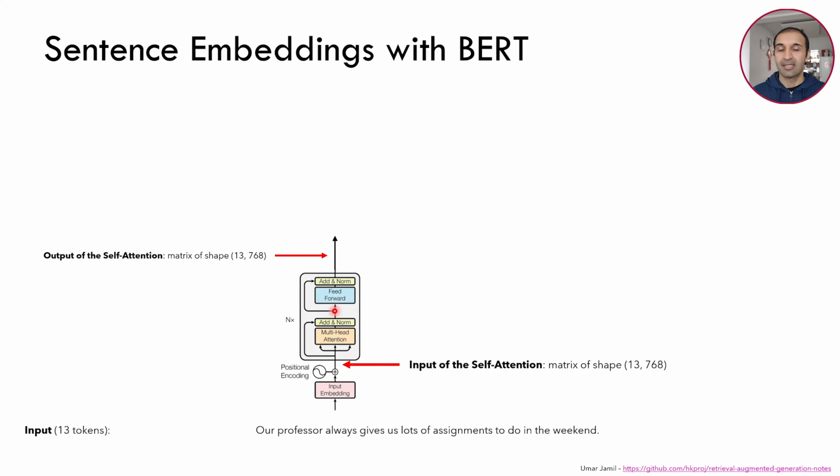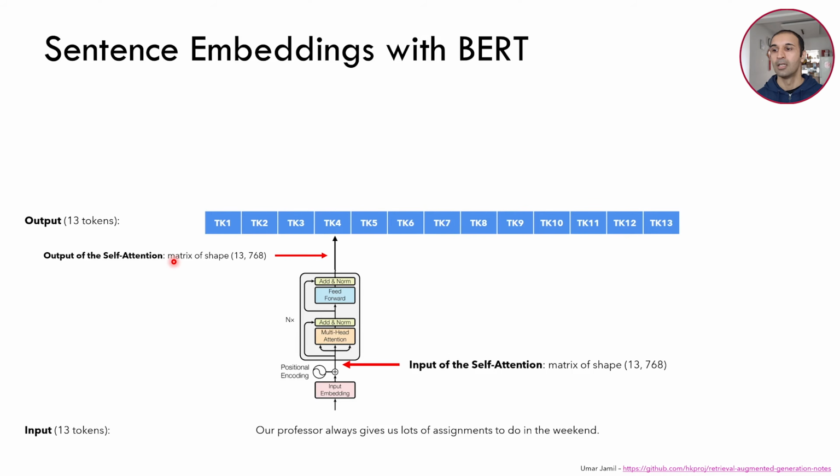The self-attention mechanism will output another matrix with the shape 13 by 768, so 13 tokens, each one with its own embedding of 768 dimensions. And the output of the self-attention is an embedding that captures not only the meaning of the word or its position in the sentence, but also all the contextual information, all the relationships between other words and the current word. So the output will be 13 tokens, each one represented by an embedding of size 768.